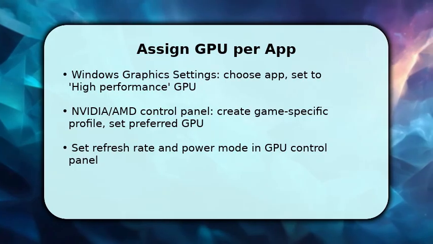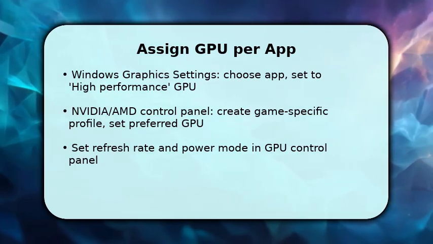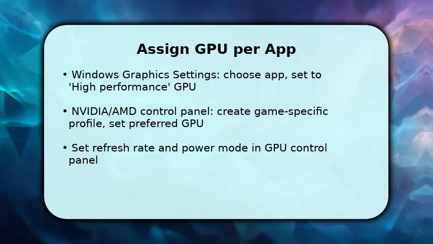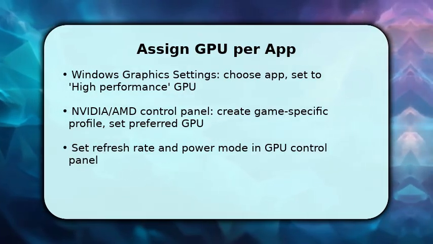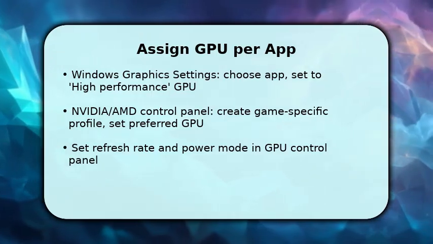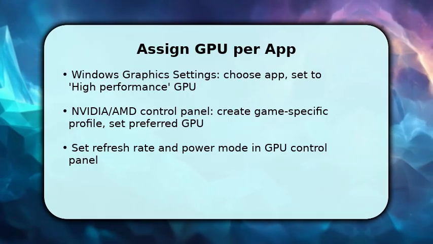Next, you tell the OS and driver which GPU to use for each game, because otherwise the system may default to the slower integrated chip to save energy. In Windows graphics settings, add your game executable and select high performance so it binds to the discrete GPU.